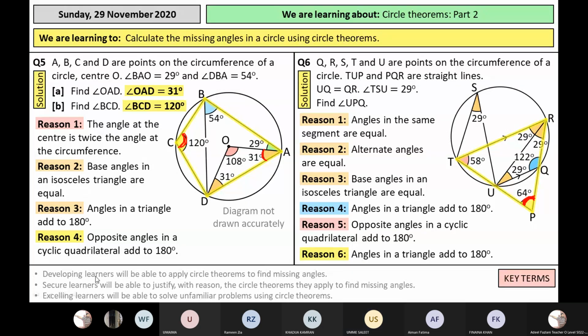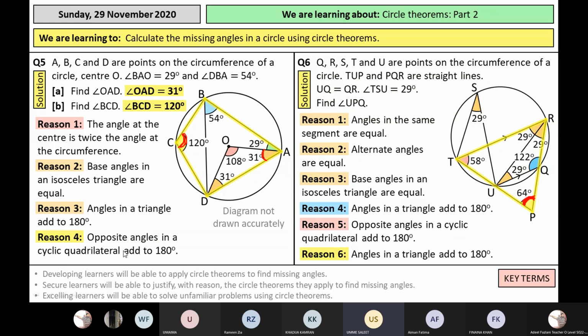So your answer is coming what? 61. So the actual answer is 64. It's not 61. You're making a mistake in your approach, right?